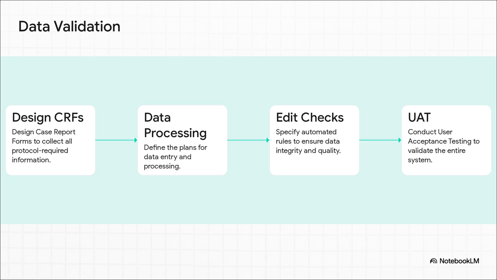First, we design the case report forms, or CRFs. These are just the forms used to actually collect the patient data. Then, we figure out exactly how that data gets into our computer system. But here's the crucial part. Before a single piece of real study data goes in, we build in edit checks. These are like little automated guards that flag potential errors. And finally, we do something called user acceptance testing, or UAT, where we basically try to break the system to make sure it's absolutely foolproof.